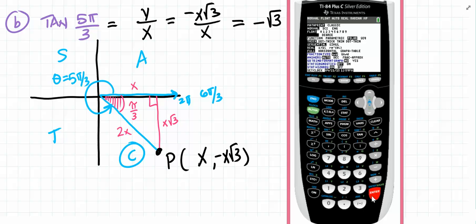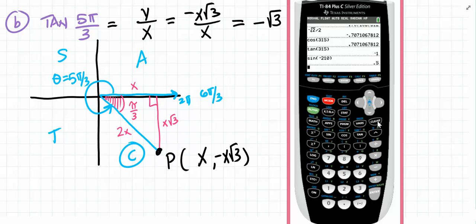I love it. So here's a radian. So I want to do the tangent of 5 pi divided by 3. And notice I get a negative something. That's the same thing as negative square root of 3. And you can see there that we've done it correctly.